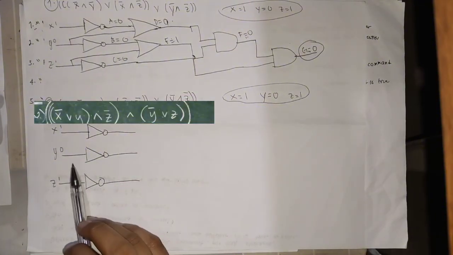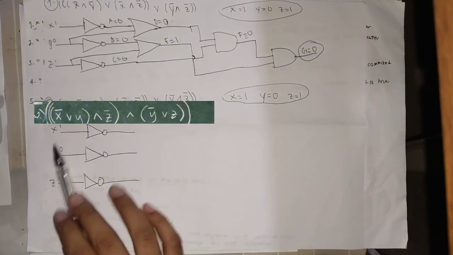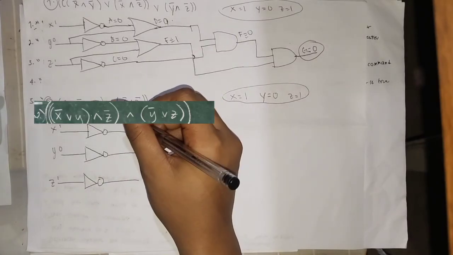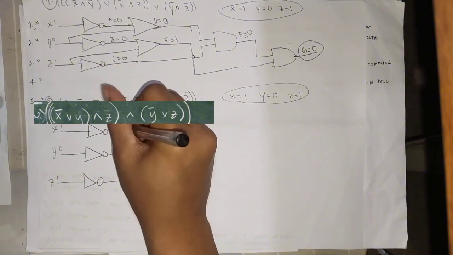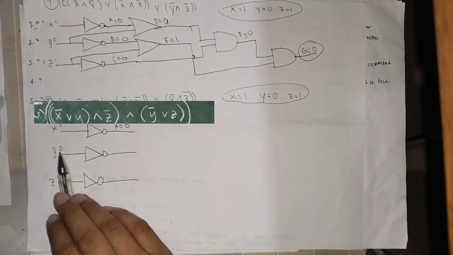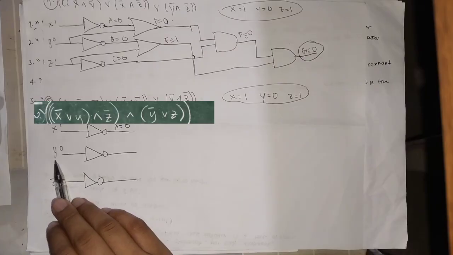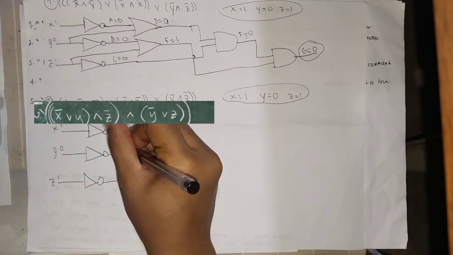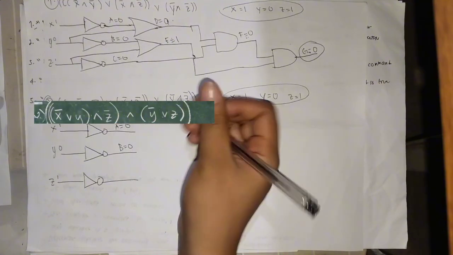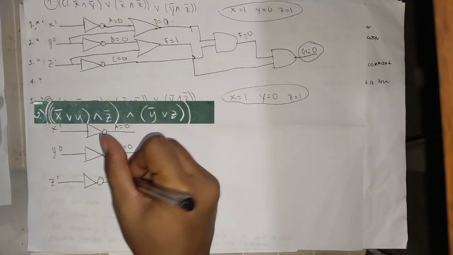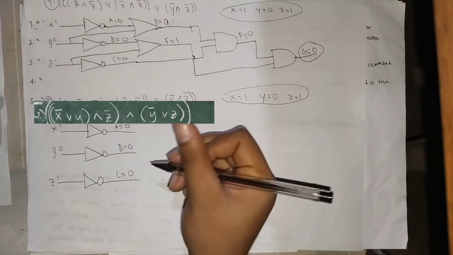So the output of the first NOT gate, X, from A, is equal to 0. The output of the second NOT gate, Y, from B, is 0. Then the third NOT gate, Z, from C, is also 0.